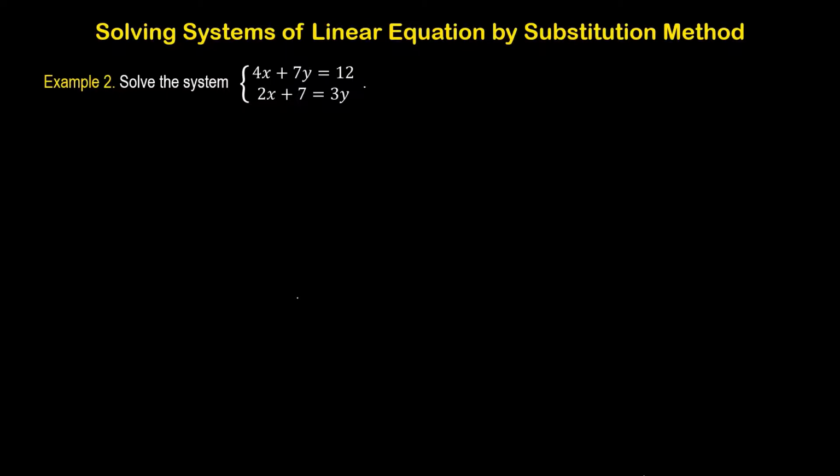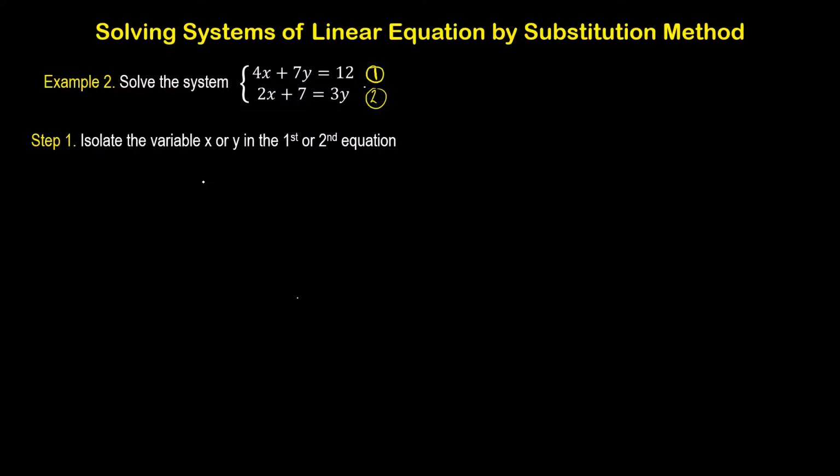So dito, we solve the system 4x plus 7y is equal to 12, then 2x plus 7 is equal to 3y. Now again, ang first natin gagawin is to label, i-label muna natin yung ating given system. So dito, ito yung ating first equation and ito naman yung ating second equation. Okay? Then, for our first step, again, we isolate the variable x or y in the first or second equation.